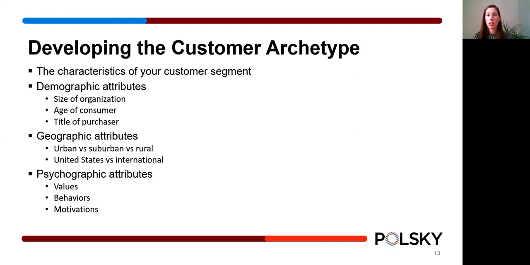There also are going to be geographic attributes. Depending on your product or service, it may actually matter to you whether you're talking to businesses that are in an urban setting versus businesses that may be scattered all over the world and perhaps more rural or suburban settings. Thinking about this is really important because the things that matter to a business in different geographic locations will be really important for you to understand for your business model.